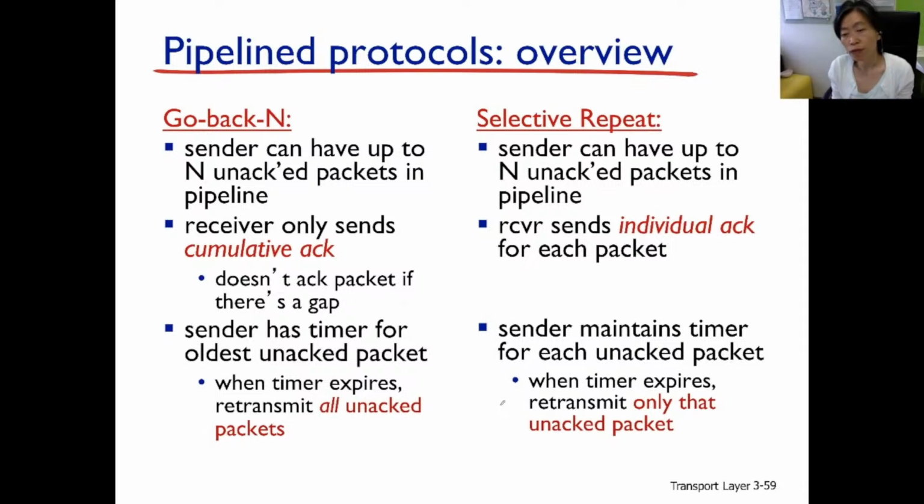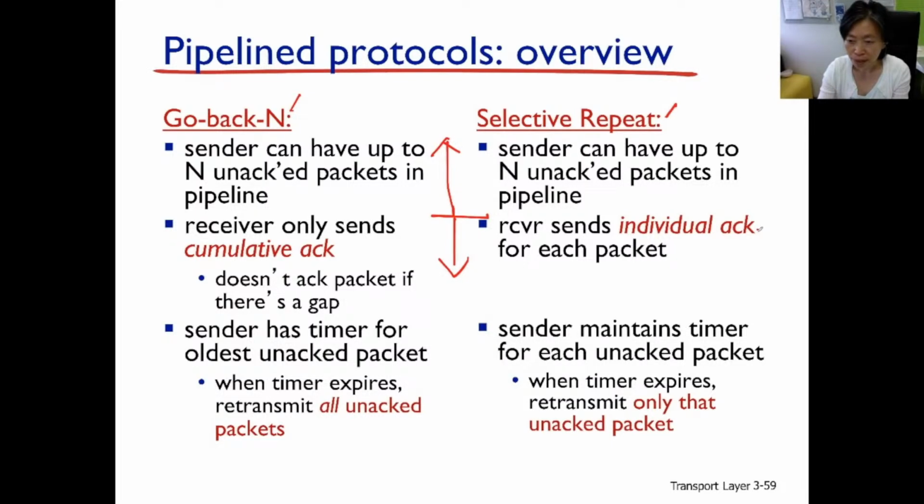Okay, so here's the overview slide that contrasts the two big categories of pipeline protocols. On the left, go back N. On the right, selective repeat. They are the same this way: both of them allow having multiple packets in flight in a round. That's the basic idea of pipeline protocols. They must be the same this way, and then everything else will be different.